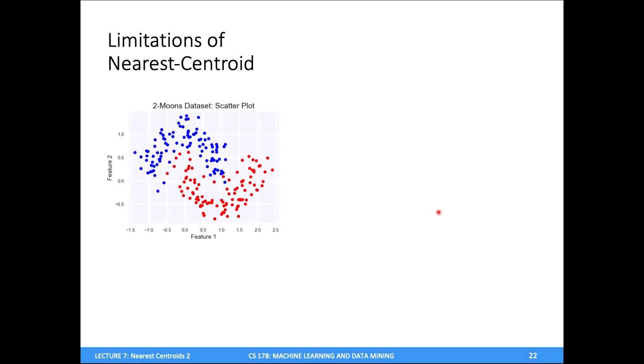Okay, I'd like to point out a few limitations of this nearest centroid classifier now. Let's say we have this data set. It's not a real data set, it's some synthetic, made-up data. It's called the 2 moons data set. It's got two features, feature 1 and feature 2, and it's a binary classification problem. So you've got a blue class and a red class. And the thing to notice here is that this data set is not linearly separable. So no matter where I draw a line as my decision boundary in this data set, I'm not going to do a good job at separating these classes.